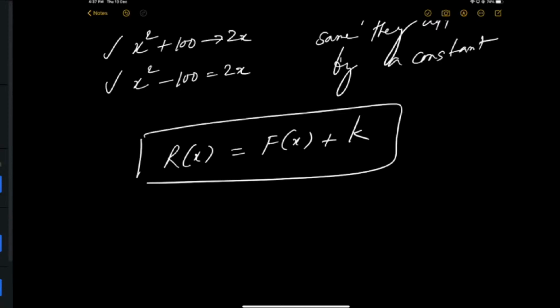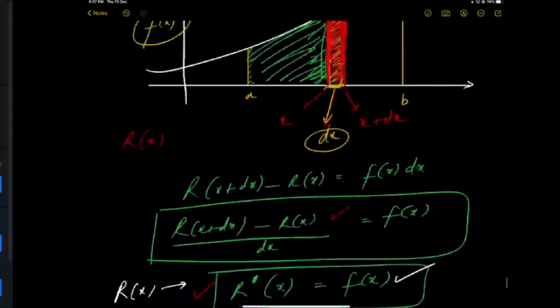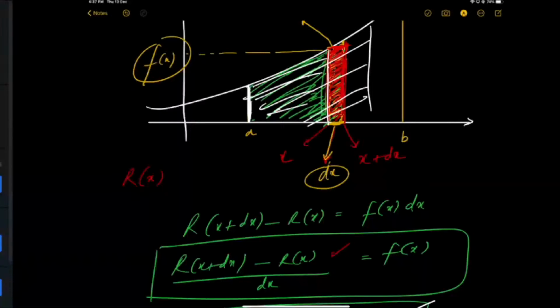Okay. Now what was R of x? R of x was area between x is equal to a and any x. If x is here, you will get area till here. If x is here, you will get area till here. That's how we define R of x.